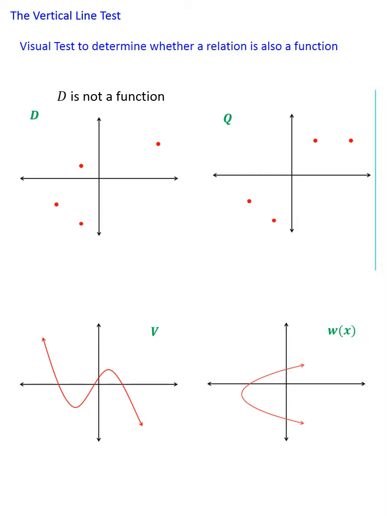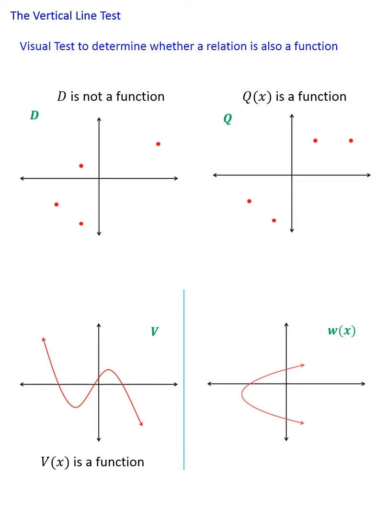Well, there was never an instant where that line intersected the graph twice, therefore Q is a function. The same thing happens with V. Watch as I run this vertical line across V, and notice that there's never a moment where it intersects the graph twice or more. And because of that, V is a function.